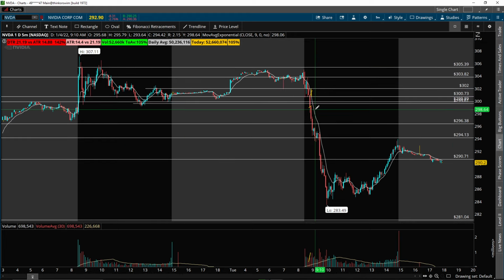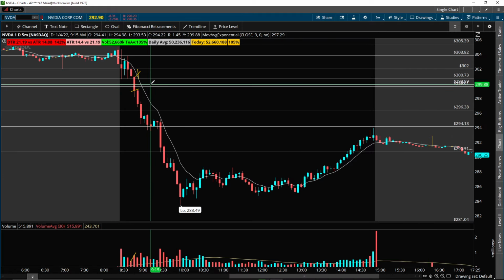The other one was Nvidia, and then the last one I'm going to do is NET. But here's Nvidia, same story as Apple, of course, breaking different levels, but just kind of the same area, is what I mean.